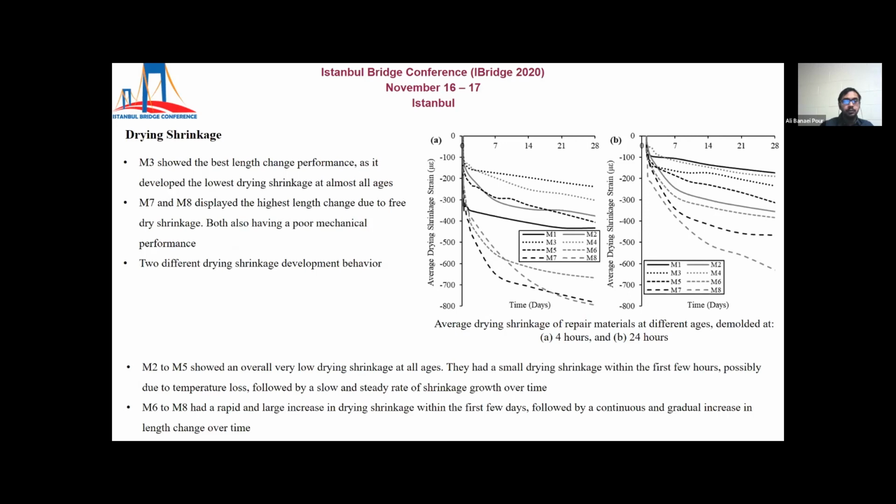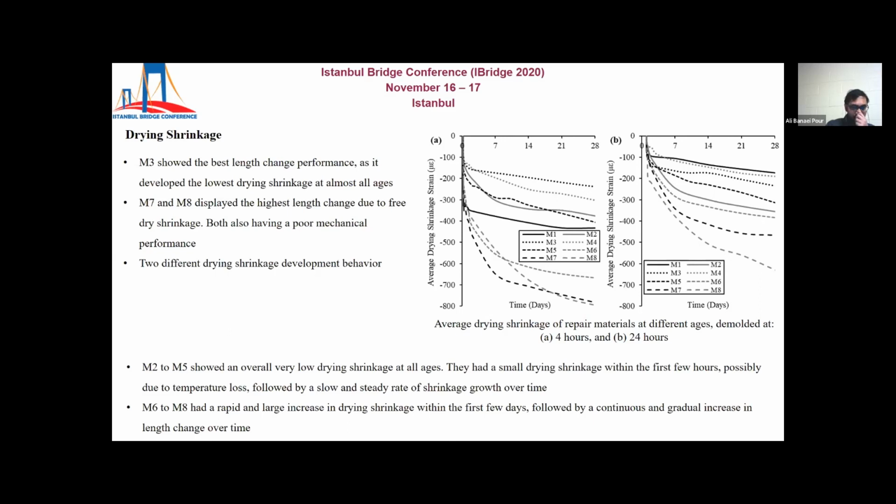So M3 showed the best length change performance, as it developed the lowest drying shrinkage at almost all ages. M7 and M8 displayed the highest length change due to free drying shrinkage. Both also had poor mechanical performance. M2 and M5 showed an overall very low drying shrinkage at all ages. They had a small drying shrinkage within the first few hours, possibly due to temperature loss, followed by a slow and steady rate of shrinkage growth over time.